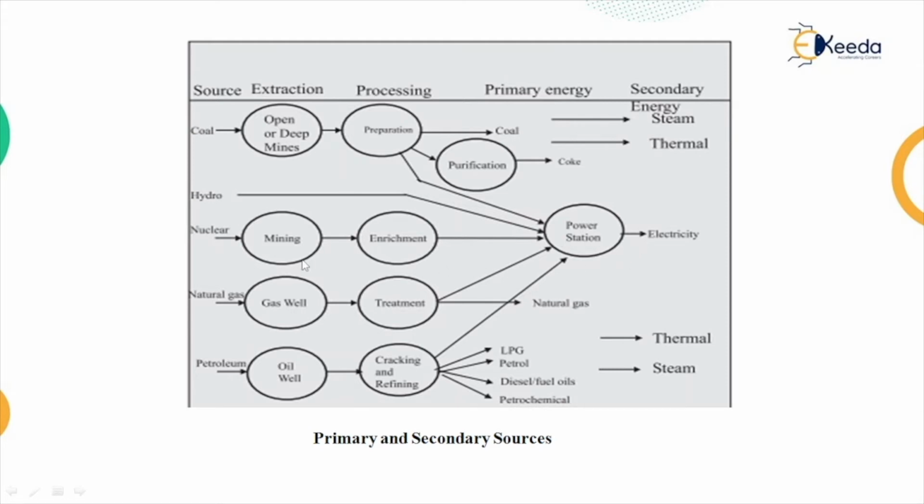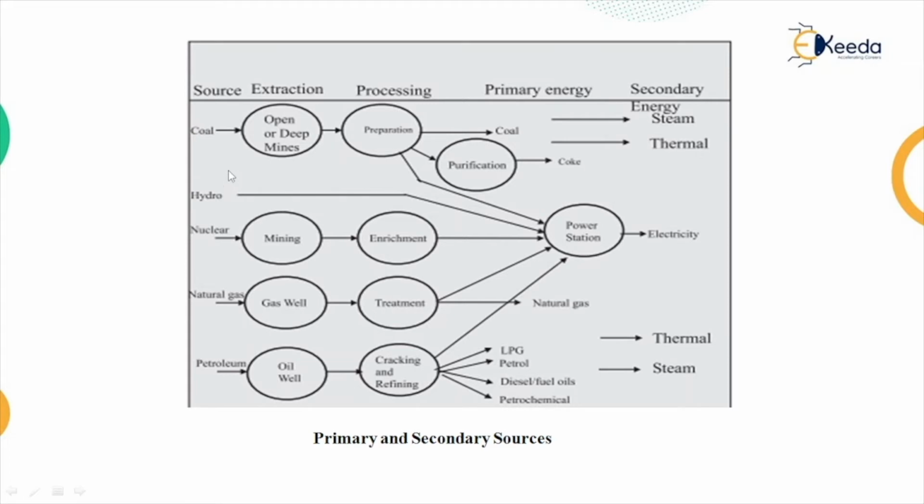Then natural gas is extracted from the gas well. After some treatment, it is provided as input to the power station and converted into electricity. Then petroleum is extracted from the oil well. After processing, that is cracking and refining, it is supplied to the power station and converted into electricity.